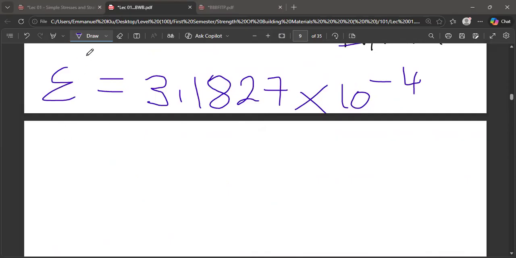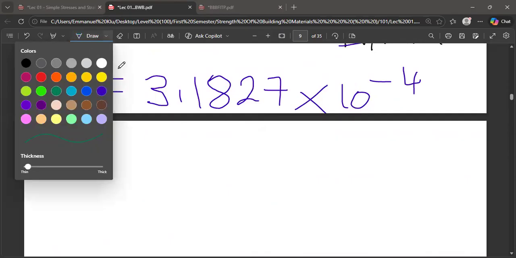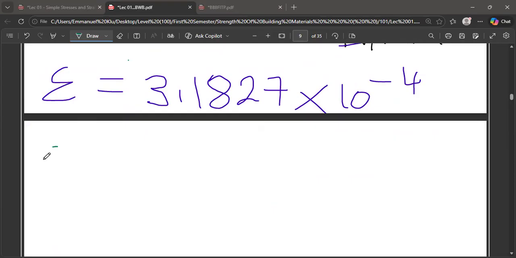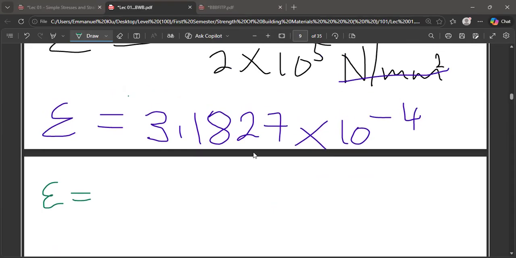So this is our answer over here. Finally, I can express this in this form. That is our strain. I told you the other day that this negative 4 you are seeing on top of this guy over here means that the 4 zeros came even before the values came. Okay, because it's a negative number.